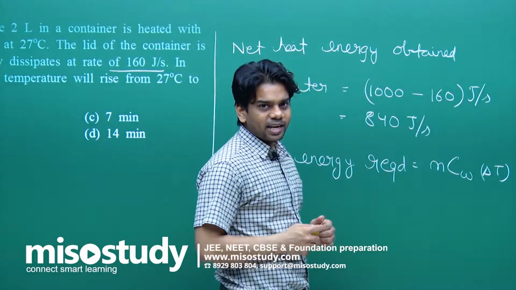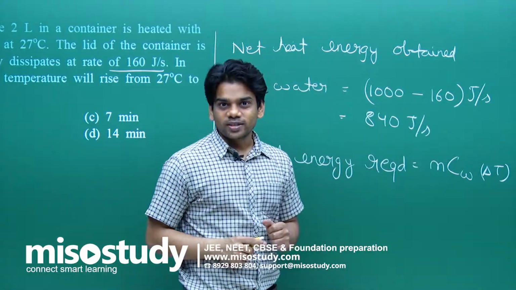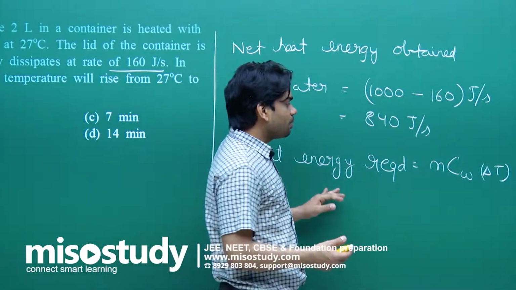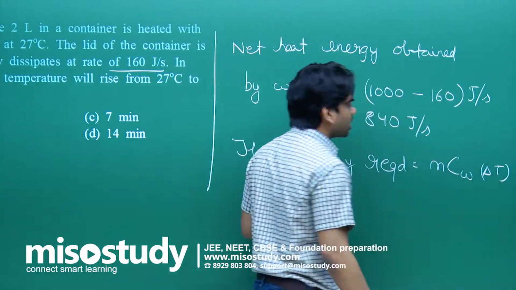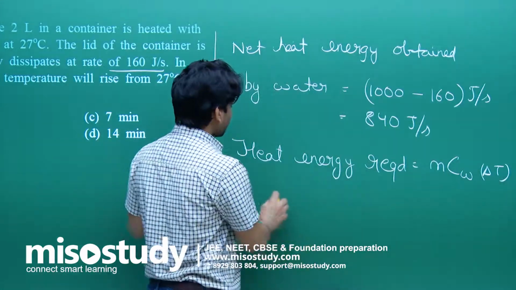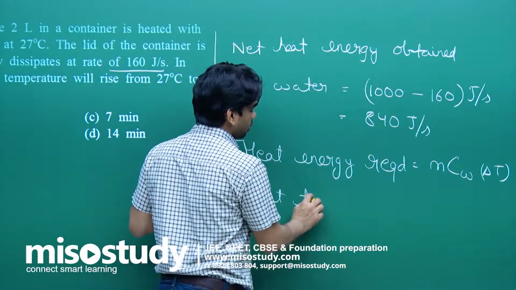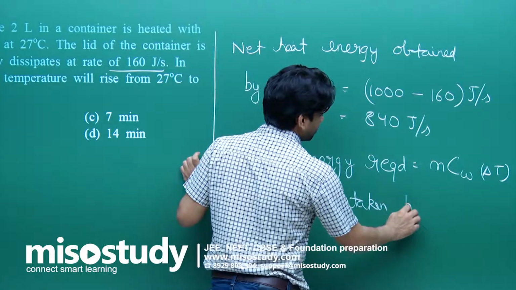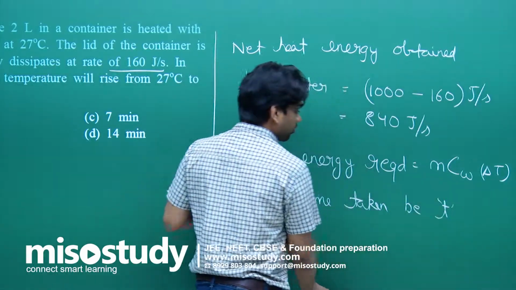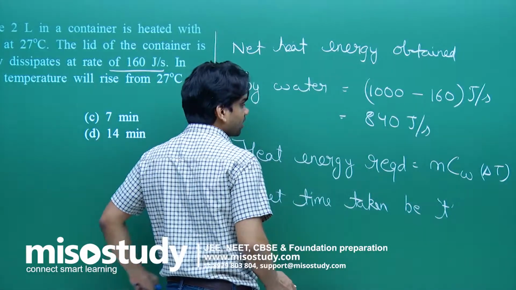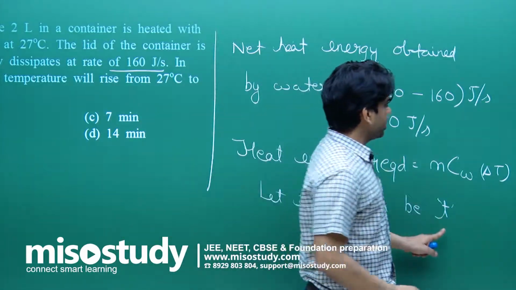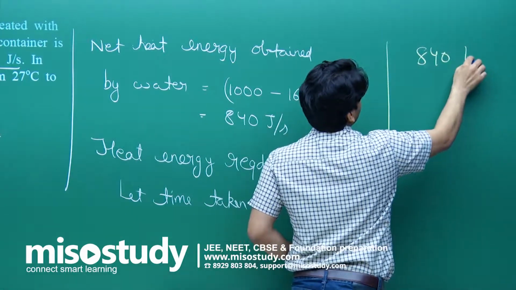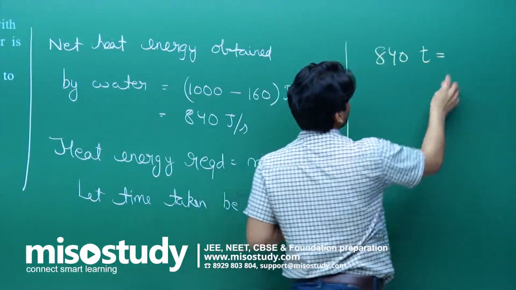Mass is not given directly, but since volume is given as 2 liters, certainly we can use mass as 2 kg. So keep mass as 2 kg and let the time taken be T. The formula that we shall be using will turn out to be 840 into T equal to mcΔT, because 840 joule per second times T should be equal to mcΔT.